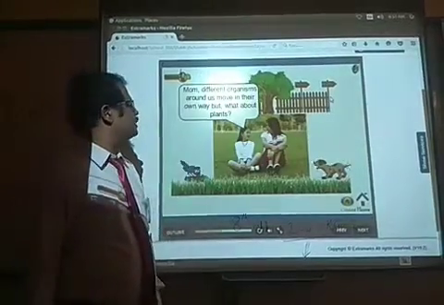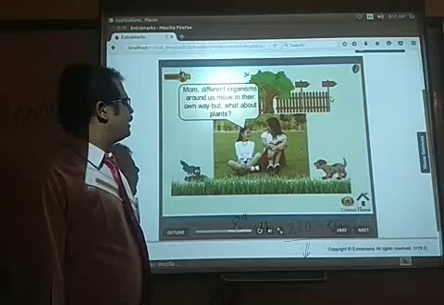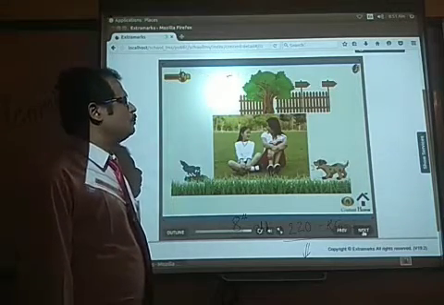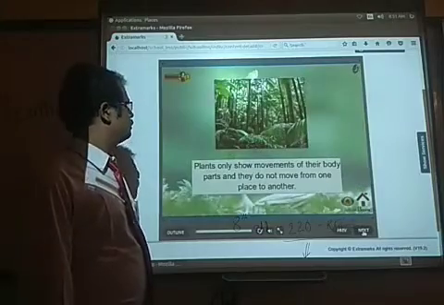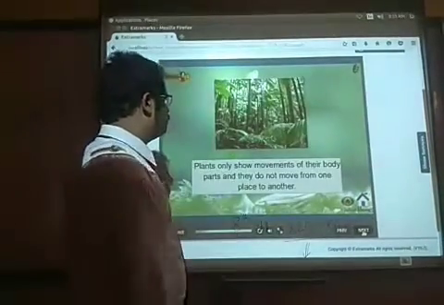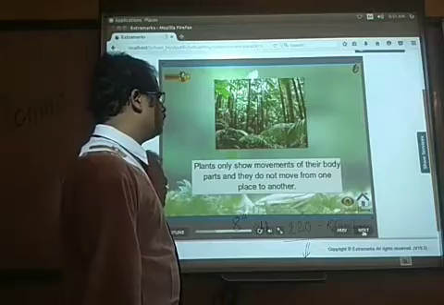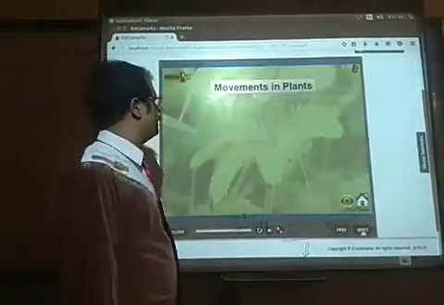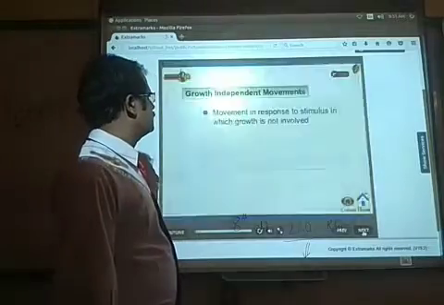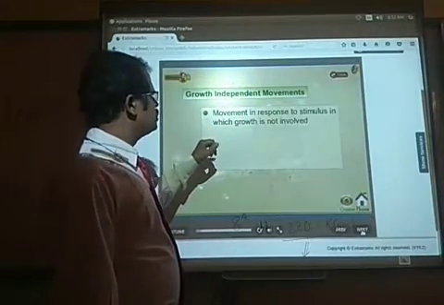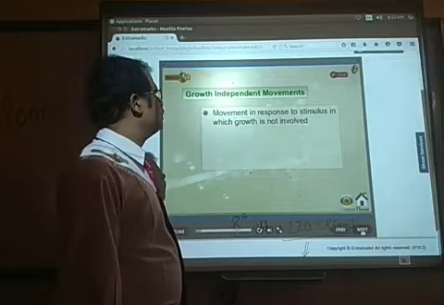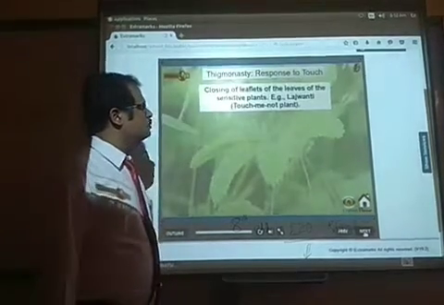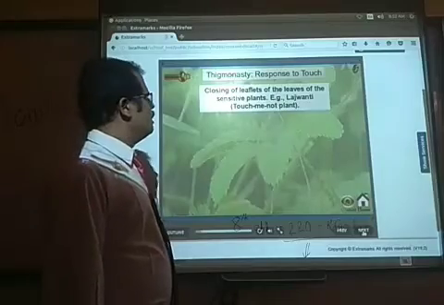Now, some different examples. Different organisms around us move here and there, and plants also show movement. Plants only show movement of their body parts, and they don't move from one place to another as animals do. Movement in plants: movement in response to a stimulus in which growth is not involved. It means that in response to a stimulus, movement occurs in the plant.